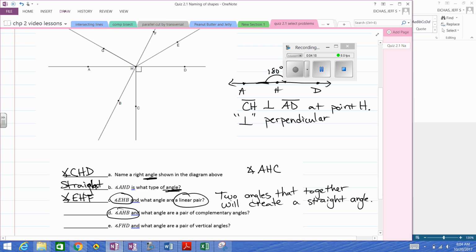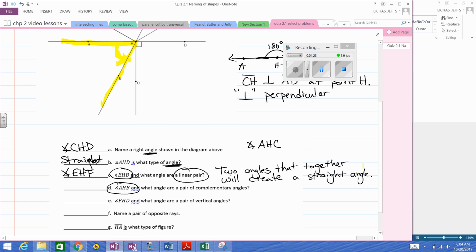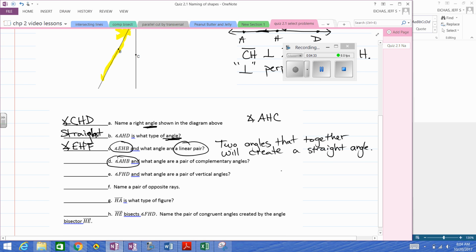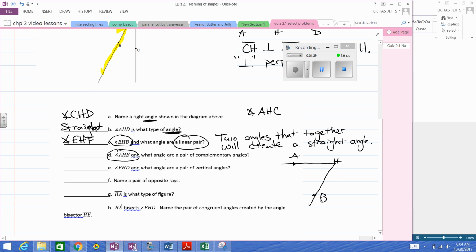AHB, AHB. Let's just go ahead and highlight that. If you have to redraw, because you guys don't have the ability to erase like I do here, redraw it and just focus on that. Okay, if I was doing this problem, that's probably what I'd do. I would just focus on A to H to B. That angle right there. All right, and what angle are a pair of complementary angles?